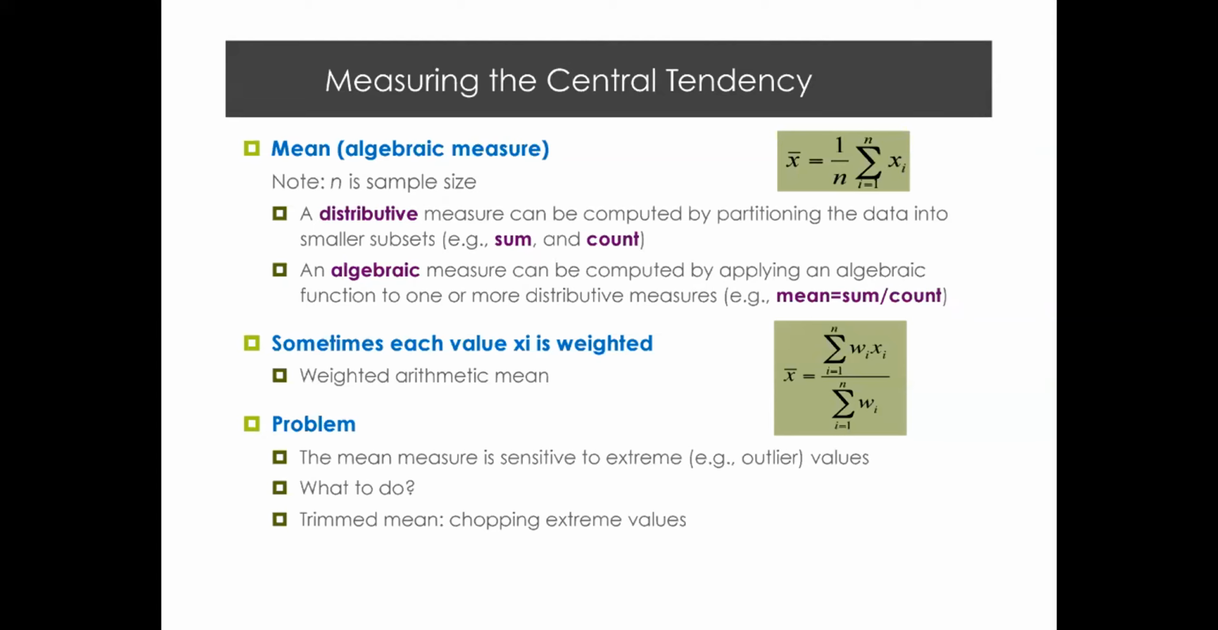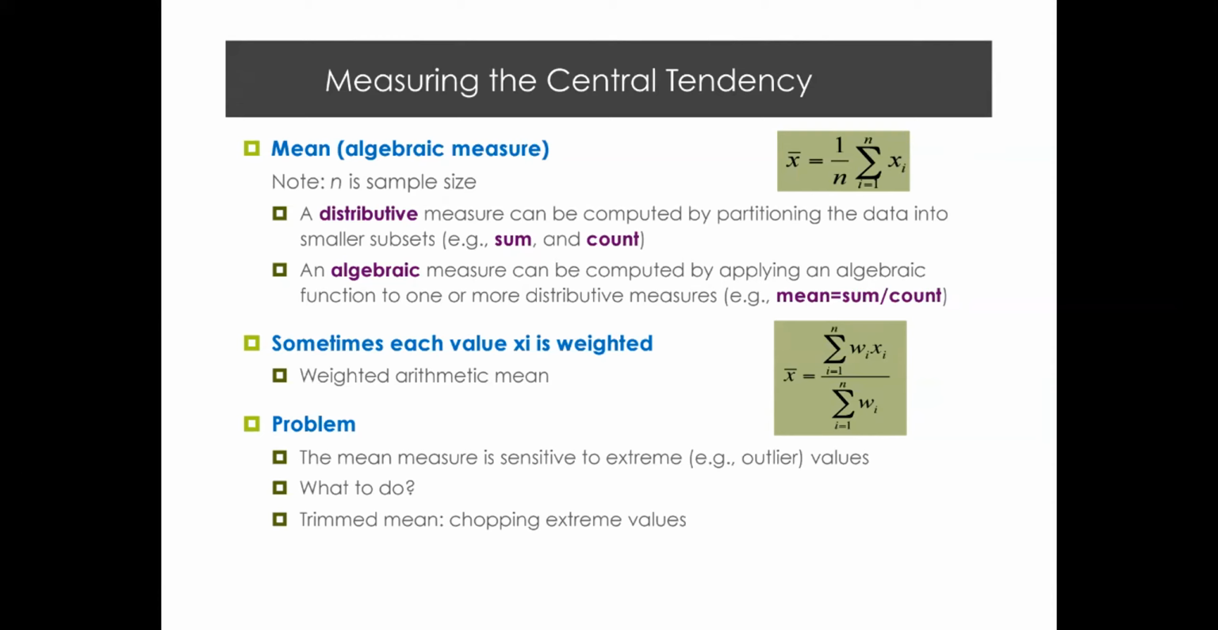Here, a distributive measure can be computed by partitioning the data into smaller subsets, like the summation of the data divided by the count, the number of values. That is simply represented as the average, or simply called the mean.